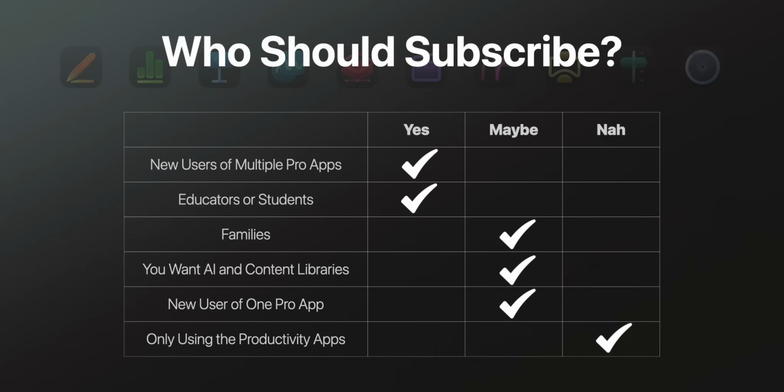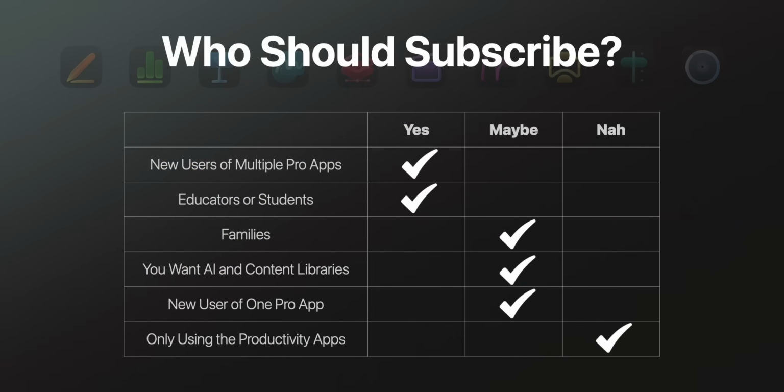That's just me. Who should subscribe? New users wanting Final Cut or Logic, creative professionals who use a couple of these Pro apps perhaps, educators. That's one thing I didn't mention yet. Educators do get a discount. So it's $3 a month. For $3 a month, that's a no-brainer even with the productivity side of it, the content and all of that. Families using family sharing across 6 people, that could be a yes there.